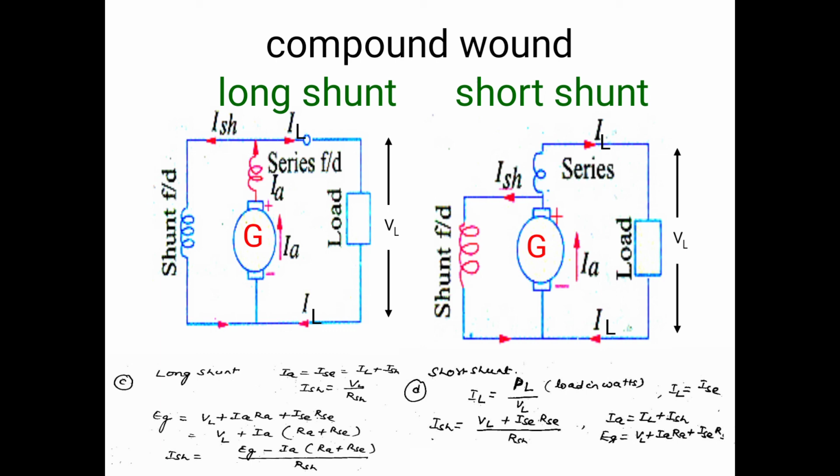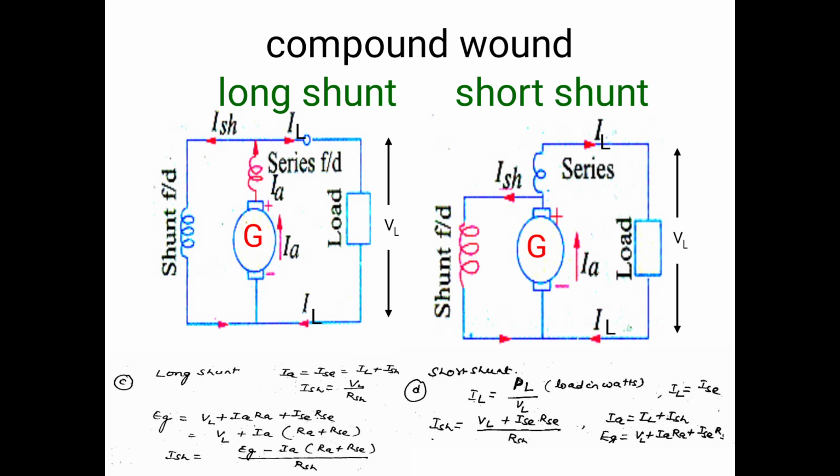Next, ISH, the shunt field winding current. Here the shunt field winding and the armature winding combination are connected in parallel. If you want to find the shunt field current, the ISH equation is ISH equals VL plus the drop, VL plus ISC into RSC, divided by RSH. That is the ISH formula.